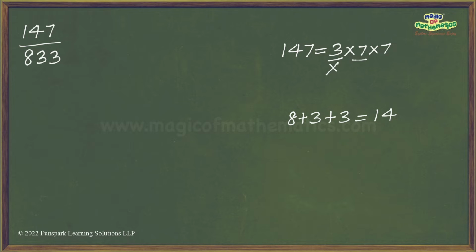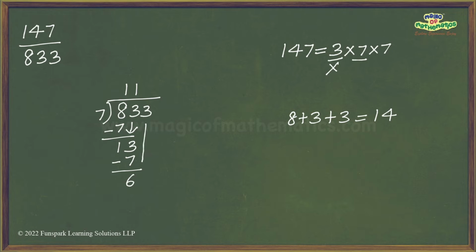Let us see what happens when we try to divide 833 by 7. 7 times 1 is 7. 8 minus 7 equals 1. I bring down the 3. 7 times 1 equals 7. 13 minus 7 equals 6. I bring down the 3. 7 times 9 equals 63. 63 minus 63 equals 0. And hence 833 is divisible by 7. So 7 is a common factor between the numerator and denominator.